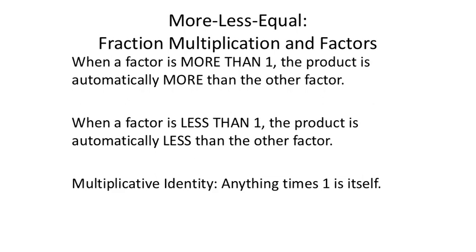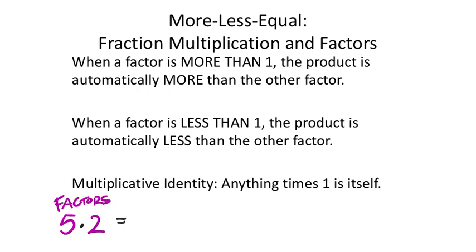Okay, more or less or equal, fraction multiplication factors. When a factor is more than 1, the product is automatically more than the other factor. When a factor is less than 1, the product is automatically less than the other factor. So just in case we've forgotten, if you look at a multiplication problem, let's go back to 5 times 2, because it's a fairly common multiplication that we see. 5 and 2 are what we call factors.